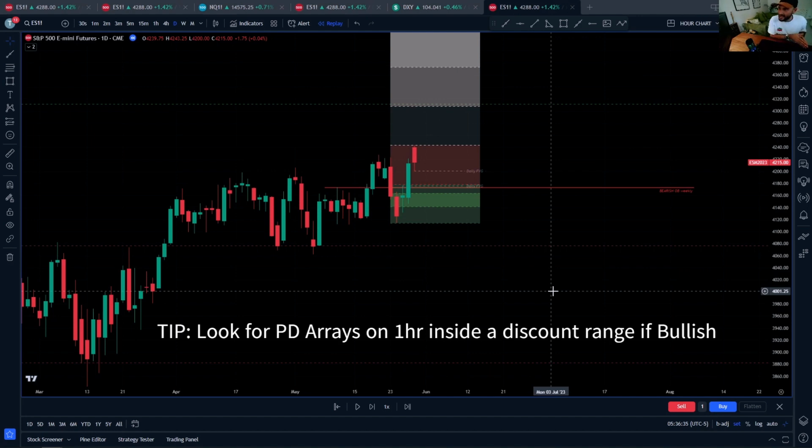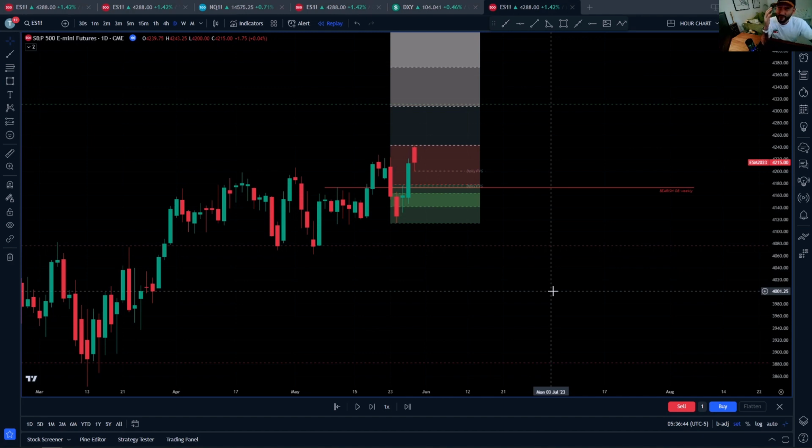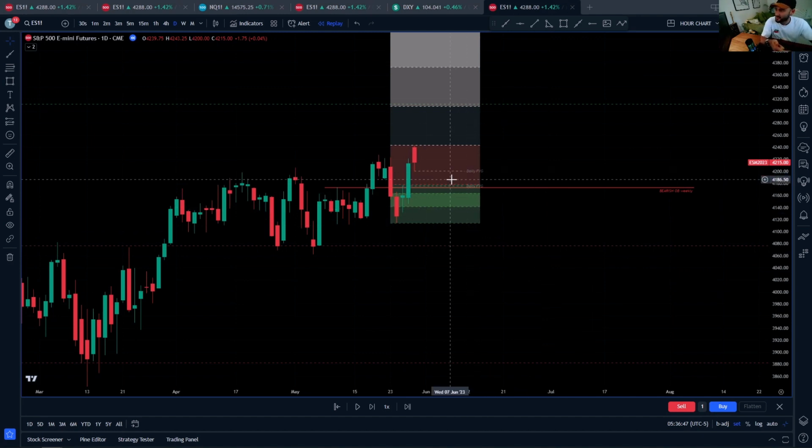So people who are getting in and getting frustrated, it's because they're longing in a premium or shorting in a discount, even though they might have the right directional bias and price ultimately goes in the right direction later in the day. It is fundamental that price has to be inside of a discount or a short-term discount if you're looking to drive price higher.